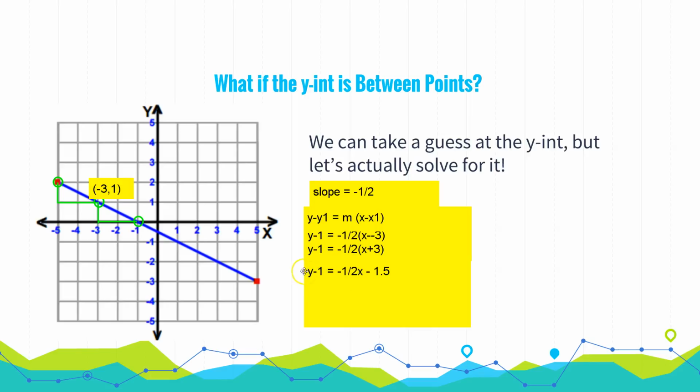Now we need to get y by itself, which means we need to get rid of this -1. So let's add 1 to both sides. Now you got to think, are you adding 1 to the x? Or are you adding 1 to the constant? Well, since this does not have an x, you should not be combining it with the x. So when we add 1, you're adding it to this -1.5. What is -1.5 plus 1?